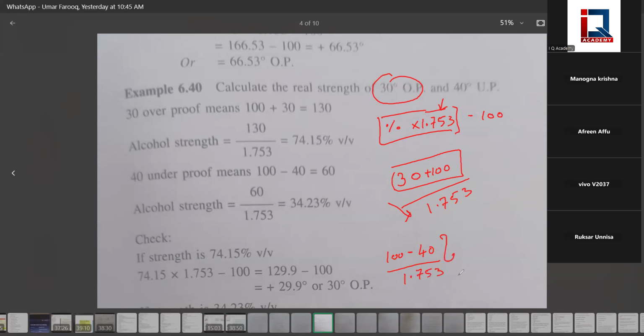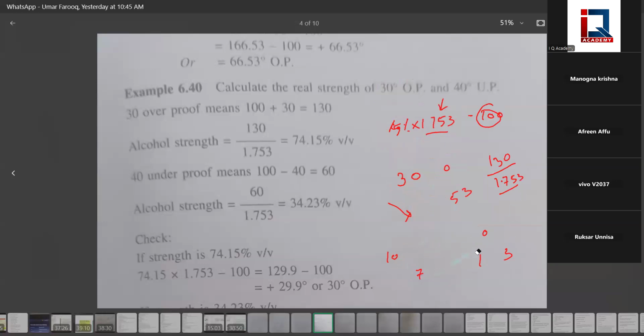I know all of you are BPC background. We will make silly mistakes. Here, don't divide directly without doing 100 minus 40. Once you get the answer 60, then do 60 by 1.753. Here also, for 130, first add it, then divide it, and that will give you the correct answer. Even here for 95%, first get the product, then subtract the 100, and you will get the correct answer. Okay, so these are some examples of proof spirit calculation, right? So in 3 steps we are doing this calculation.